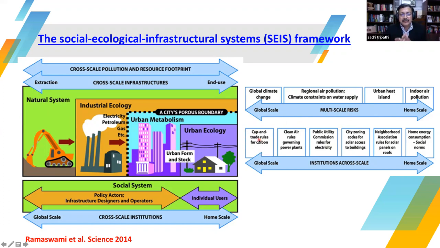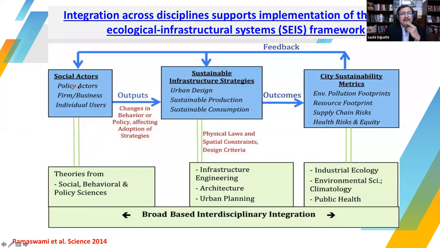This gives you a succinct idea of how one can develop a framework for understanding a particular system and the systems adjacent to it, to do a system-based sustainability analysis, which is quite clear from this diagram. The diagram shows that you have social actors, sustainable infrastructure strategists, and city sustainability metrics. The social actors will give an idea about the behavior and policies which should enter into the design of urban locality, sustainable production, and sustainable consumption, and the outcome will be more sustainable cities, correct?